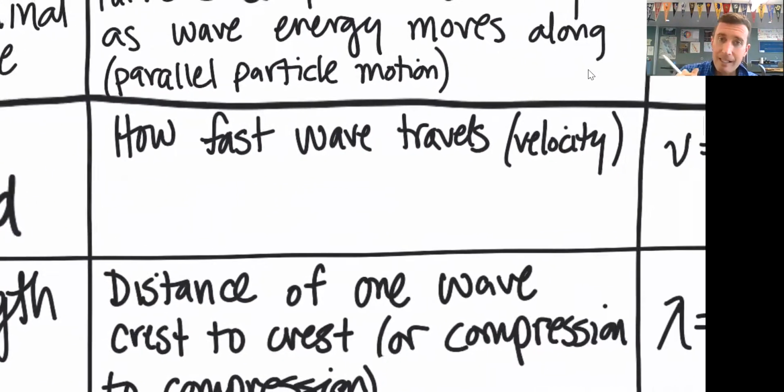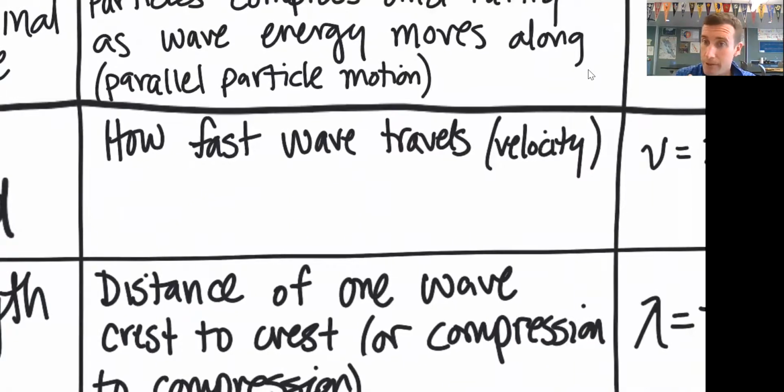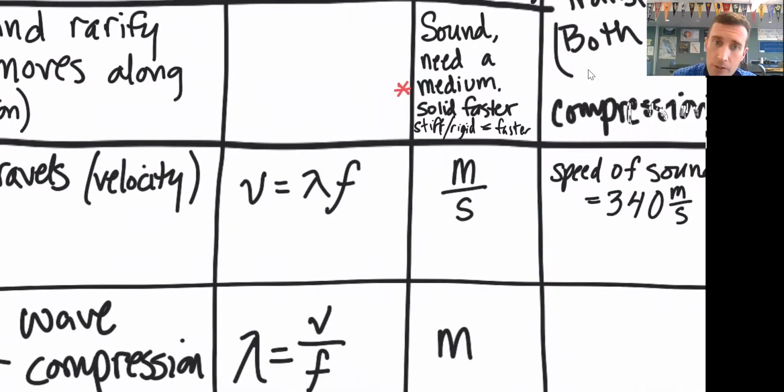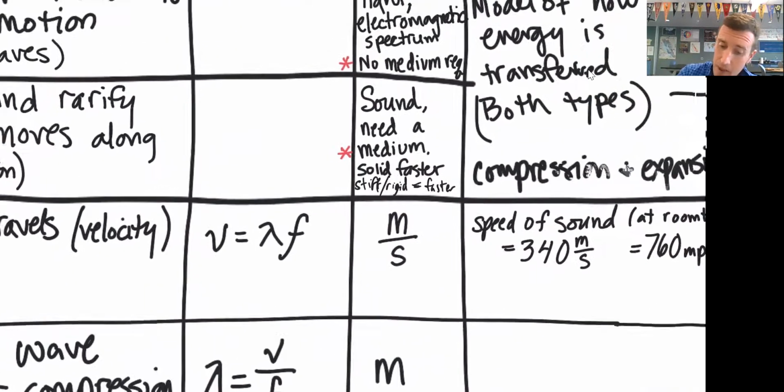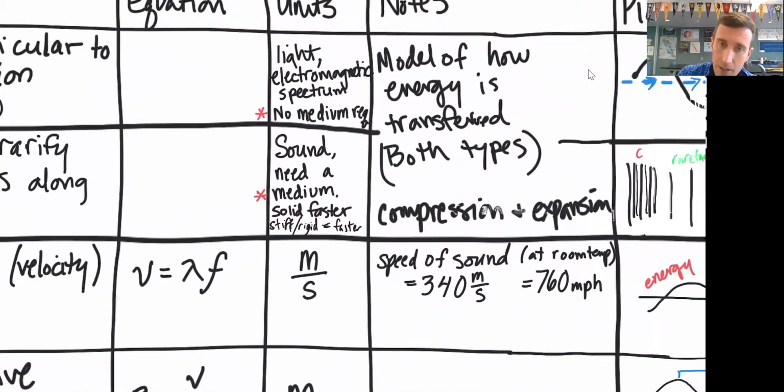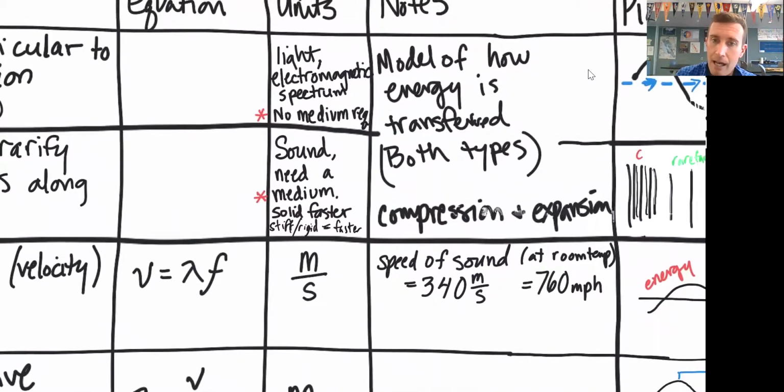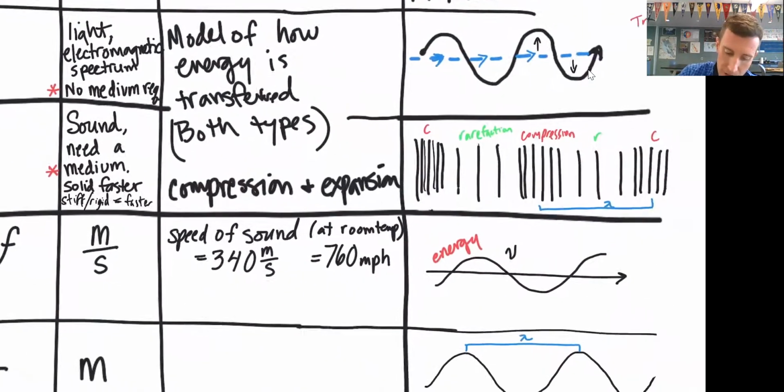And wave speed is how fast a wave travels. It's the wave's velocity. The equation that we're going to use is that the wave speed is equal to the wavelength times the frequency. V equals lambda f, which will make more sense when we discuss wavelength in just a second. And because it's a speed or a velocity, the unit is going to be meters per second, m over s.